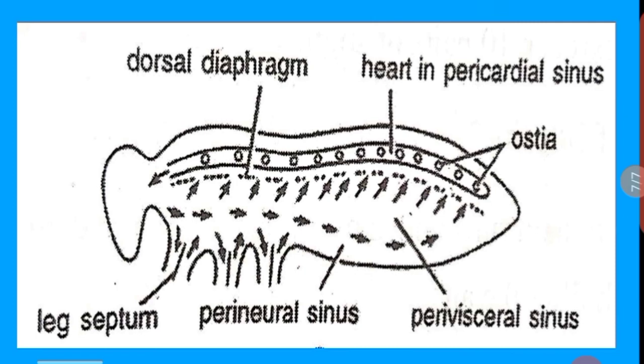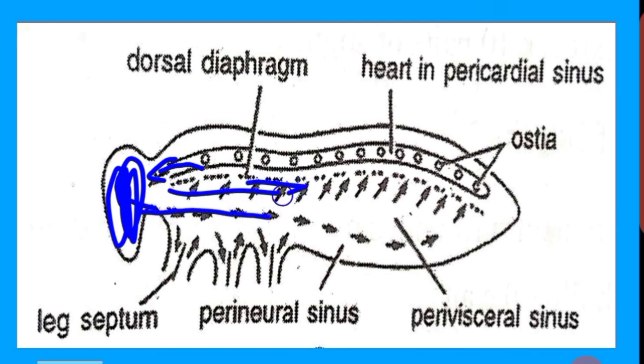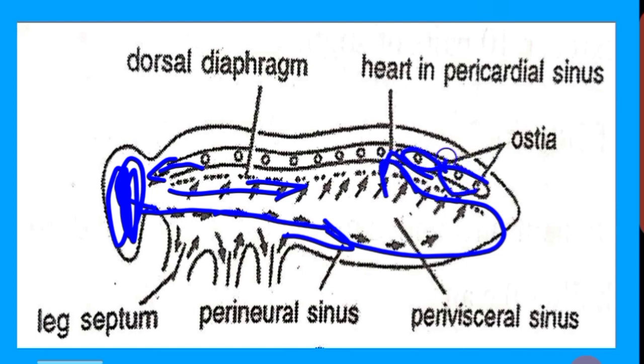Understood? First from the heart to the aorta, from the aorta to the head sinus. This is the head sinus. From the head sinuses, blood goes to the perivisceral and perineural sinuses. Then again it cycles back to the pericardial sinus. What is there in the pericardial sinus? The heart. Blood circulates inside the heart. This is actually the circulation of hemolymph.